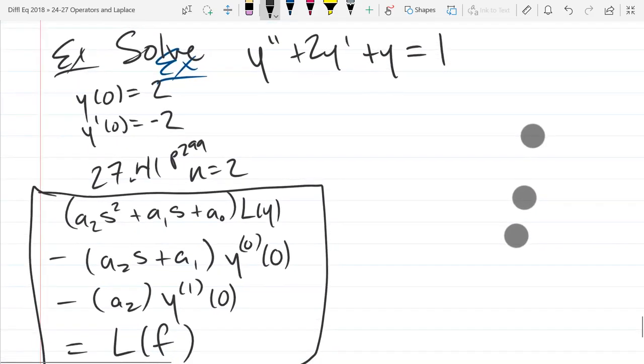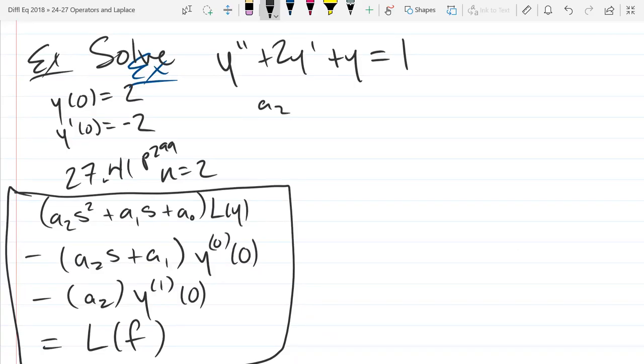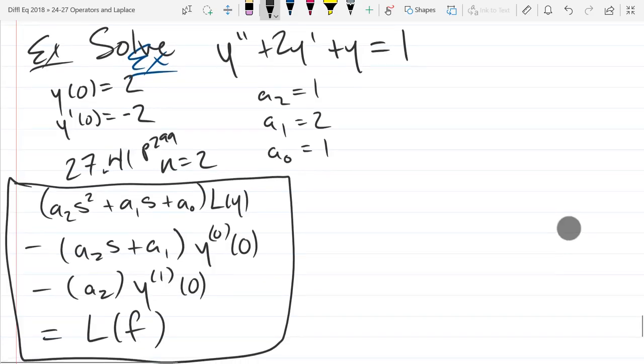So what is a2? 1. So a2 is 1. That's the coefficient in front of the second degree term. And a1 is going to be the 2. And a0 is the invisible 1 in front of y. So those are just the coefficients. And I think we have enough to substitute all these values in.